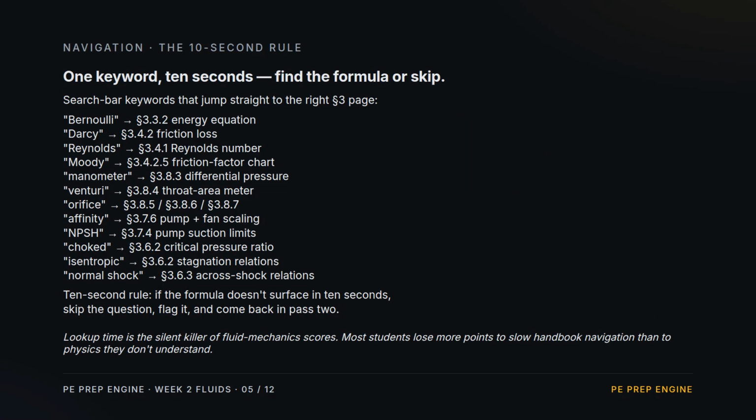The 10-second rule. Open the handbook search bar and type one keyword: Bernoulli, Darcy, Reynolds, Moody, manometer, Venturi, orifice, affinity, NPSH, choked, isentropic, normal shock. If the formula doesn't surface in 10 seconds, skip, flag, and return in pass 2. Don't dig, don't scroll. Most students lose more fluids points to slow navigation than to physics. Make search a reflex. Handbook first, memory second. Don't memorize the friction factor or the function tables. Just know where they live.